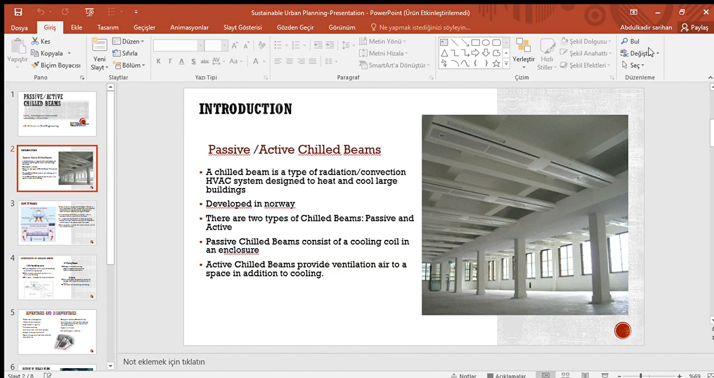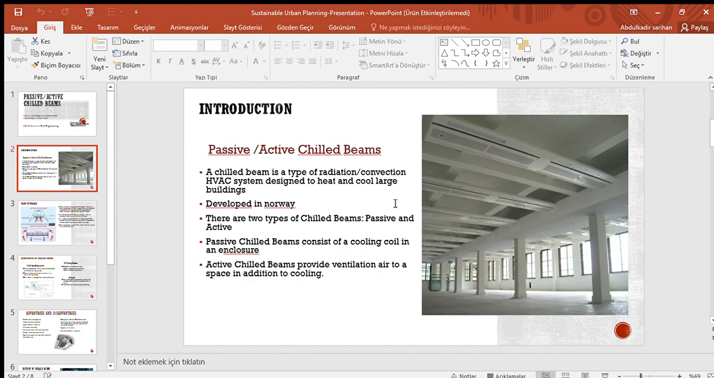What are chill beams? Chill beams are simply a kind of HVAC system that we use to heat and cool large buildings. Here we see how it looks at the top. They were developed in Norway, and there are two types of chill beam, passive and active.